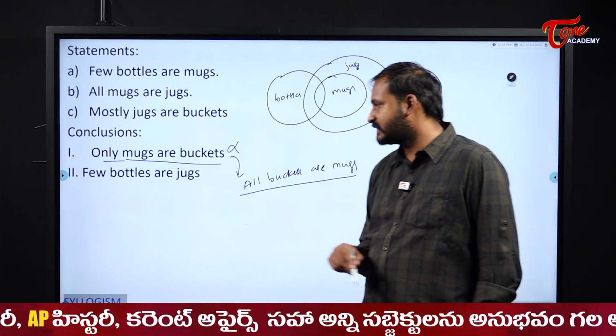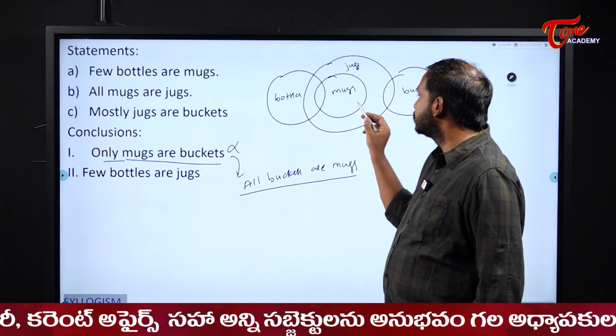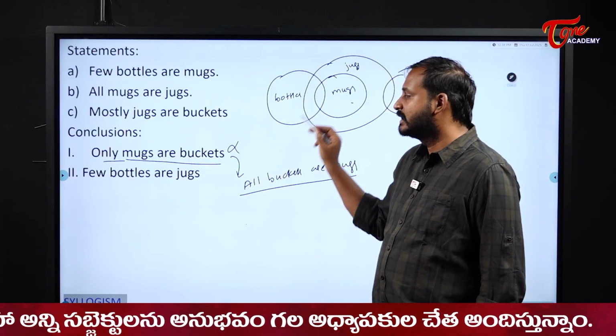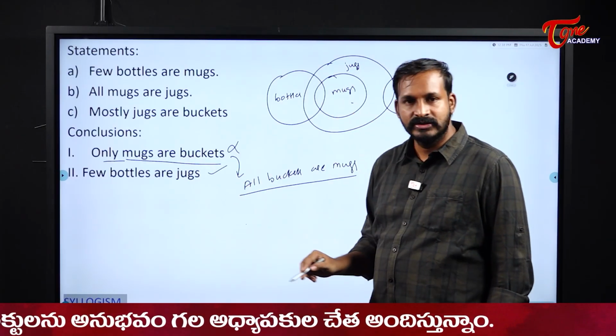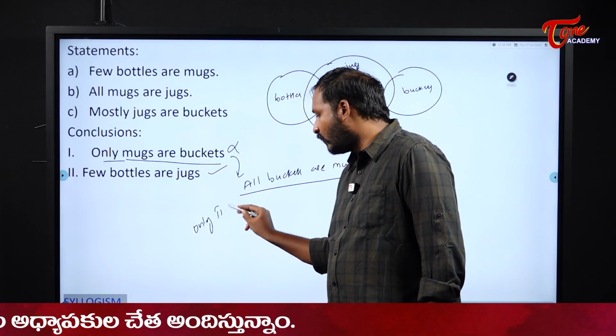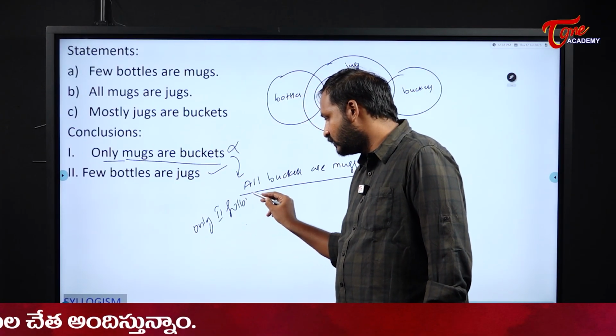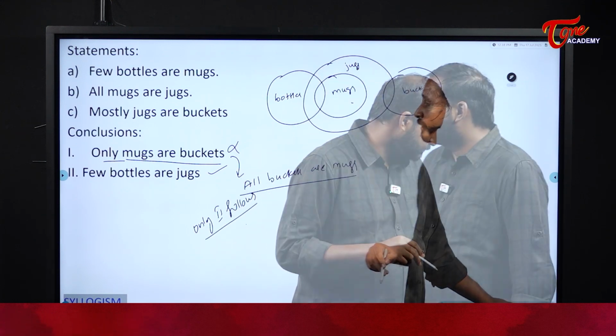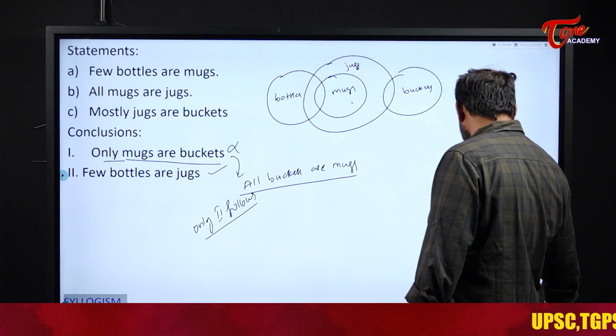Next, few bottles are jugs. Yes, few bottles are jugs. That means some bottles are jugs. Yes, some bottles are jugs here for me. So what will be my answer here? Only 2 follows will be the answer for me here. Right? Next one, what will be the answer, students?